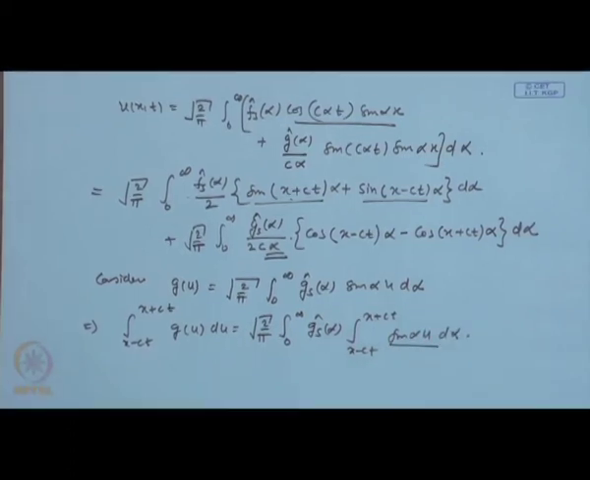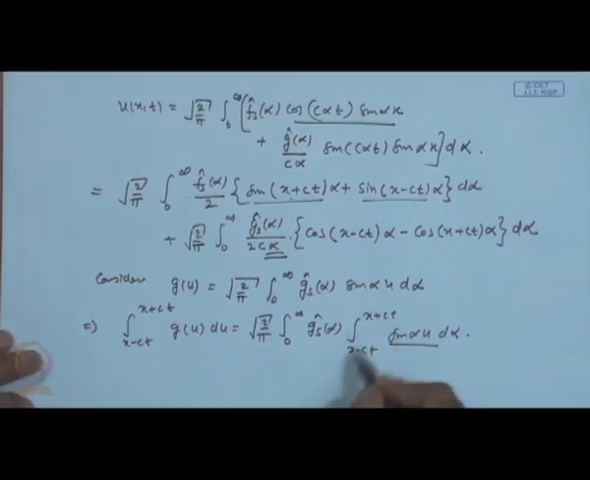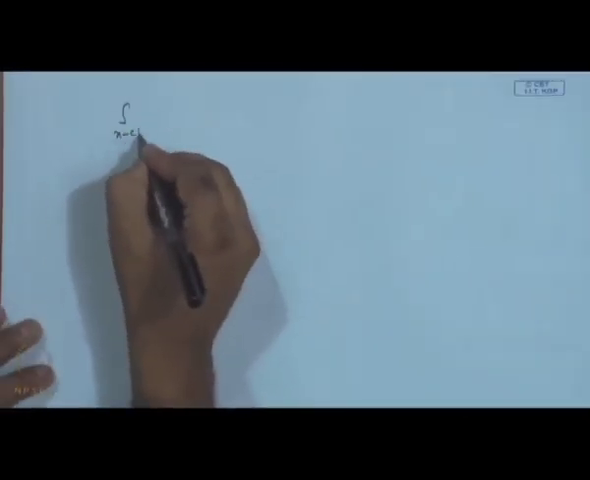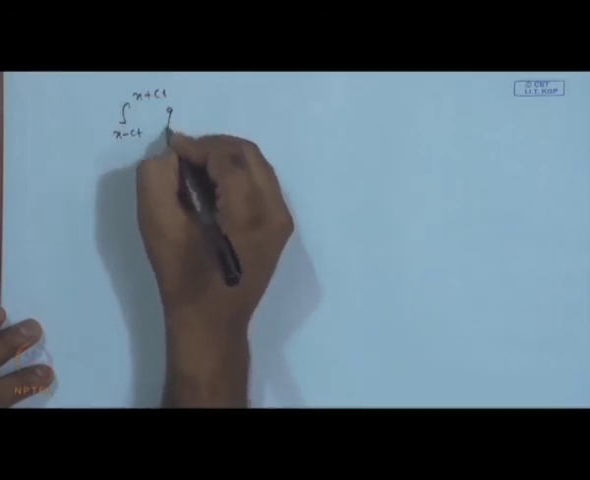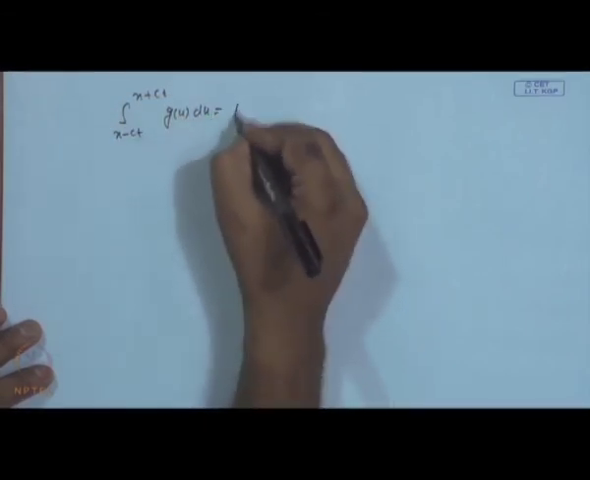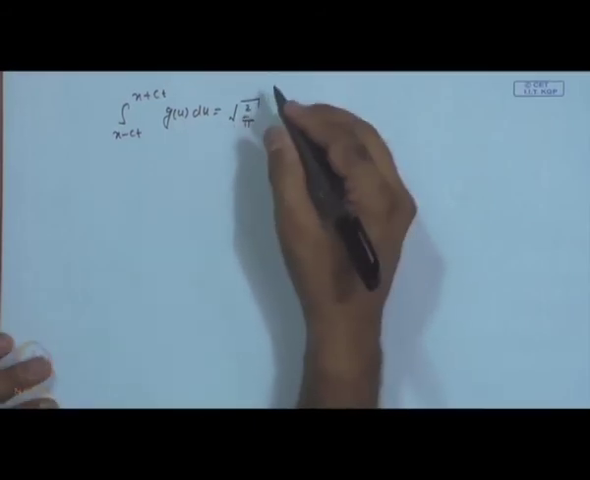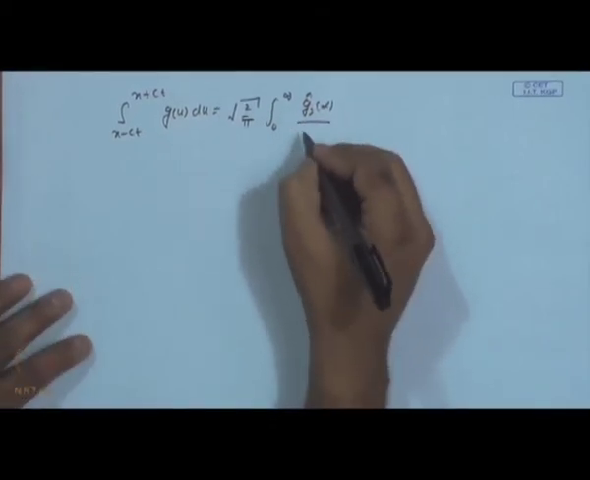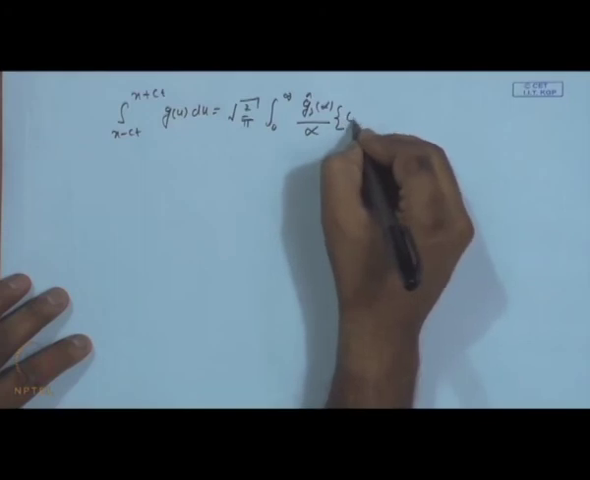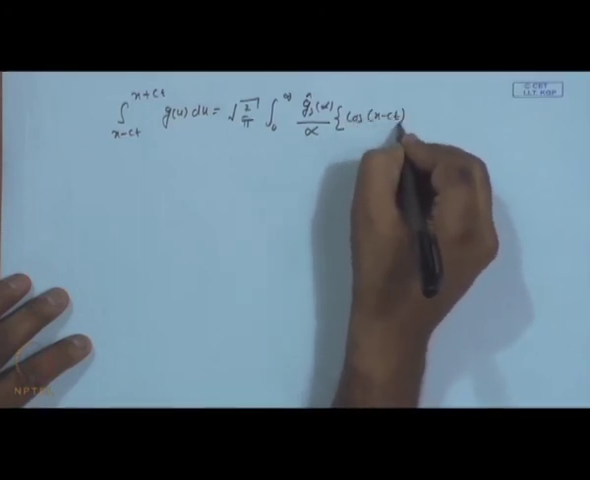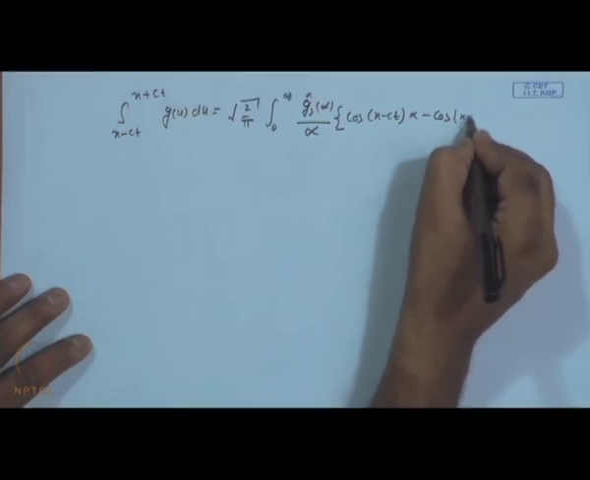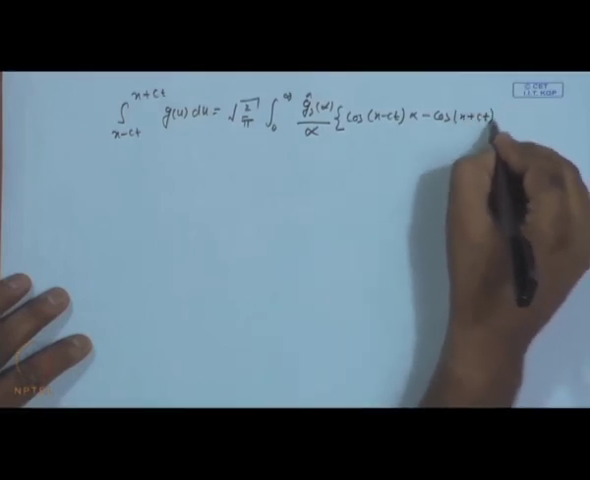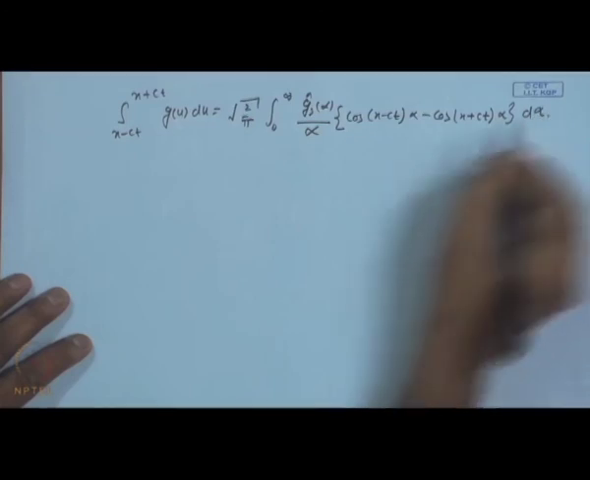So, if we integrate this, we will get cos αu over α and then put the upper limit and the lower limit. So, what we get in this case is that this integral from x−ct to x+ct of g(u) du is 2 over pi, we have 0 to infinity ĝ_s(α) over this α, we are getting exactly the term we need there. So, cos(x−ct)α minus cos(x+ct)α, and then we have dα.